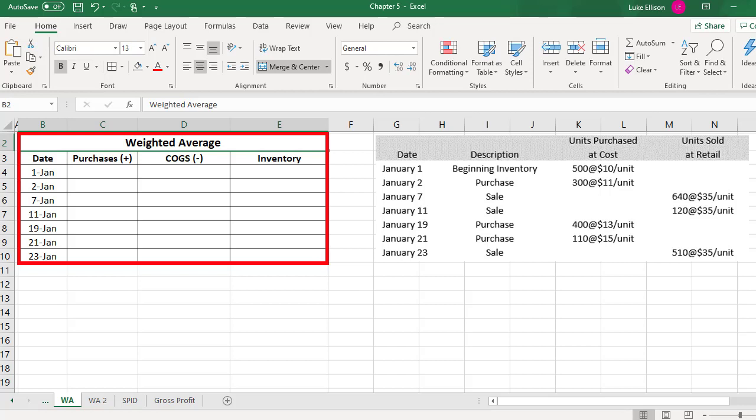There are three columns I will be filling out. First, we have purchases, which we will use only when the company purchases new inventory. I have a plus sign here because new purchases add to our inventory.